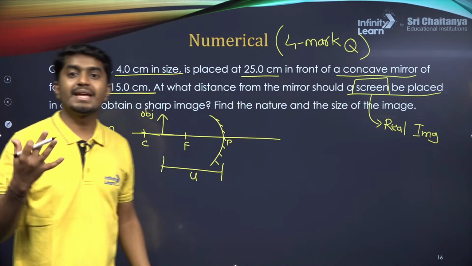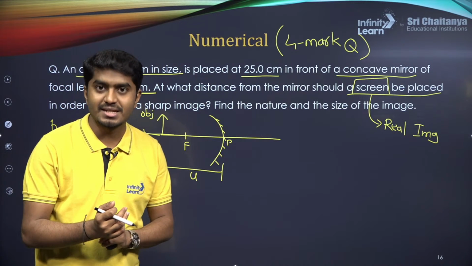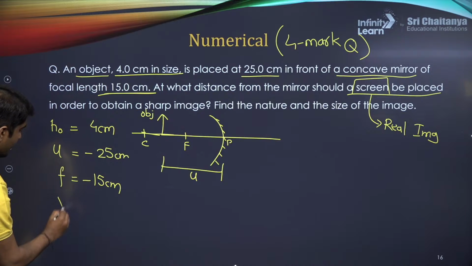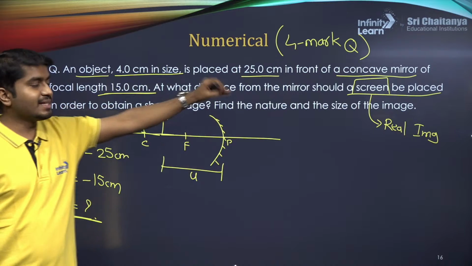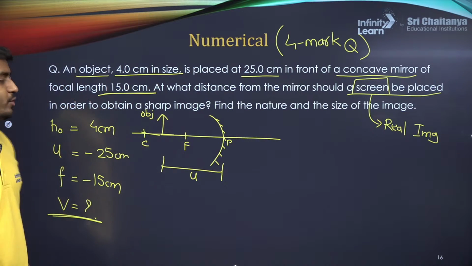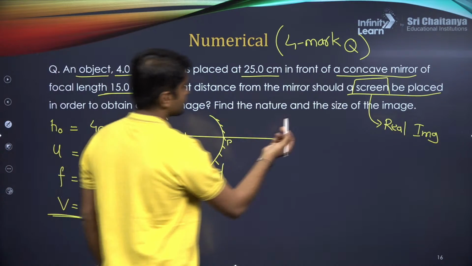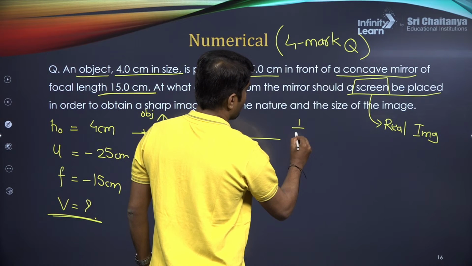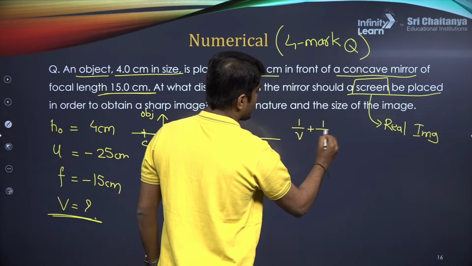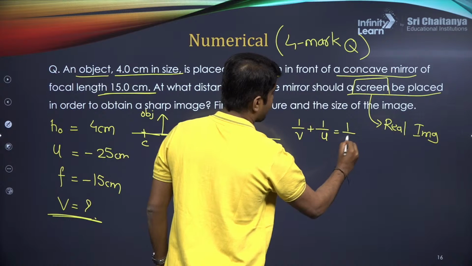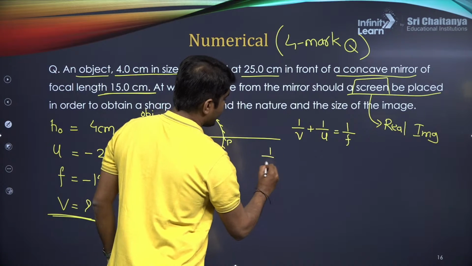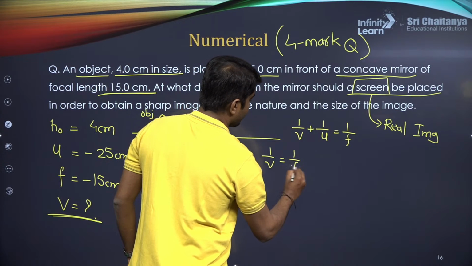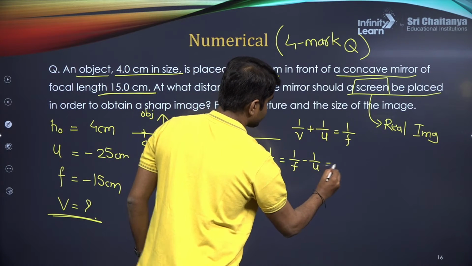That means हमें यहाँ पे calculate करना है what is the image distance. So what is this V? You need to calculate the value of V, right? And then the size and the nature of the image. So this is what you need to calculate. So how will you find this? We have the mirror equation 1 by V plus 1 by U is equal to 1 by F. Correct? So from here 1 by V is equal to 1 by F minus 1 by U.